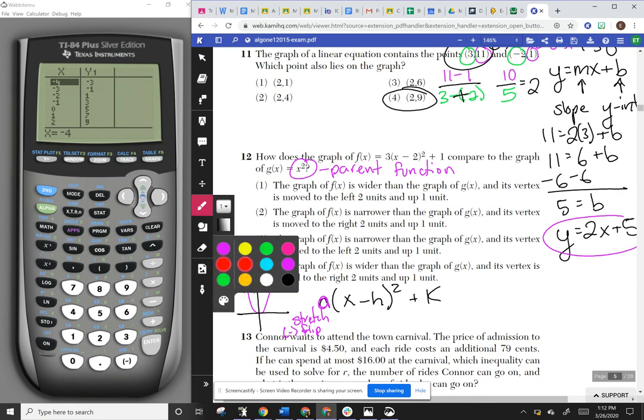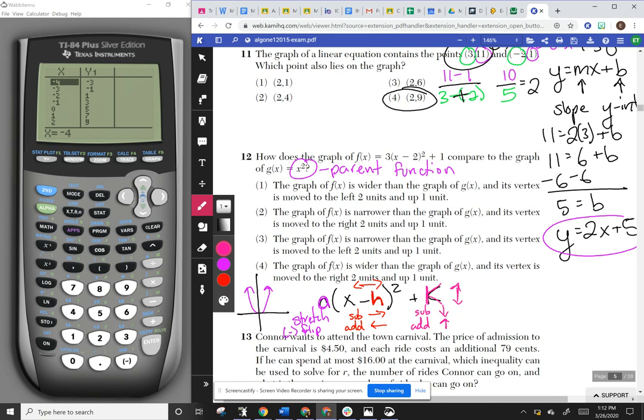All right, h is going to shift us left and right. And if we're subtracting, it's going to shift to the right. And if we're adding, it's going to shift to the left. And k is going to shift us up and down. And if we're subtracting, it's going to shift down. And if it's adding, it's going to shift up.